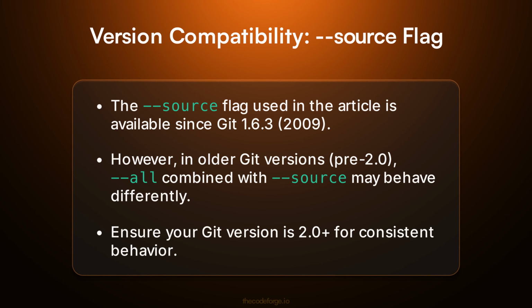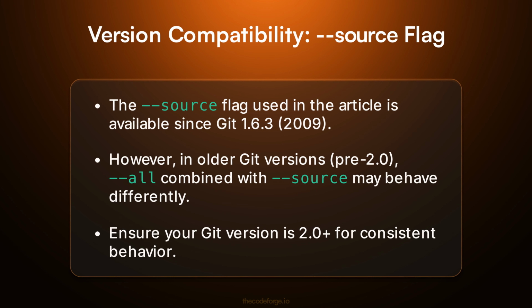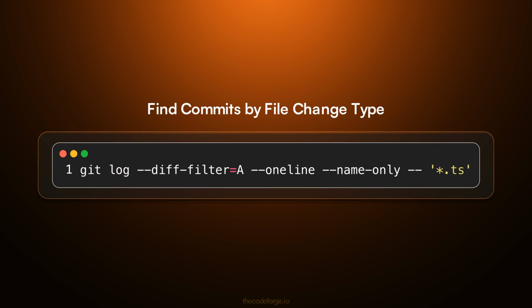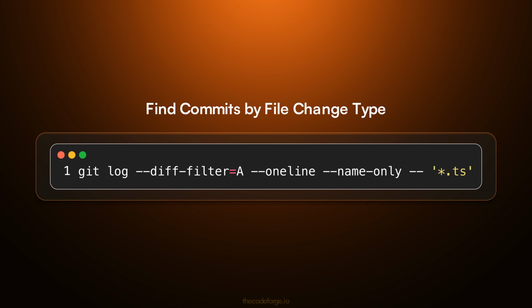The source flag used in the article is available since Git 1.6.3, 2009. However, in older Git versions, pre-2.0, all combined with source may behave differently. Ensure your Git version is 2+ for consistent behavior. The article mentions diff-filter in passing but doesn't show it. Use diff-filter equals A to find commits that added a file, diff-filter equals D for deletions, and diff-filter equals M for modifications. Combine with name-only to see which files changed.